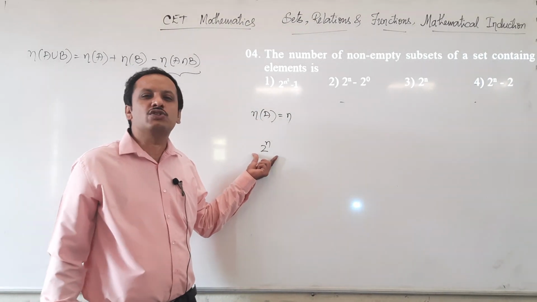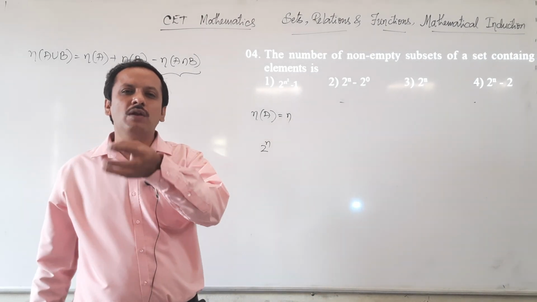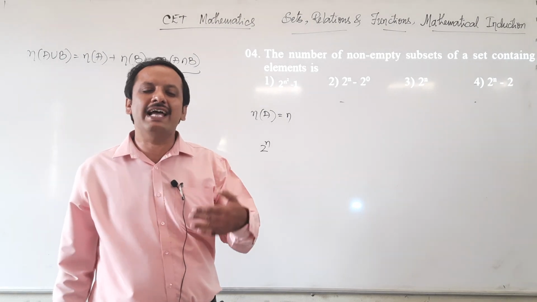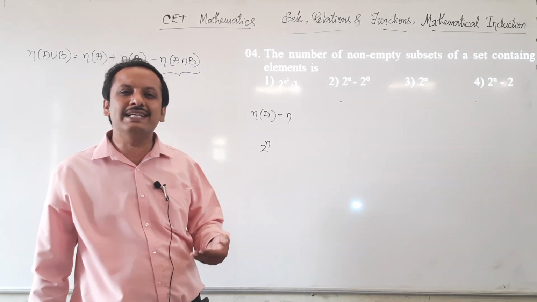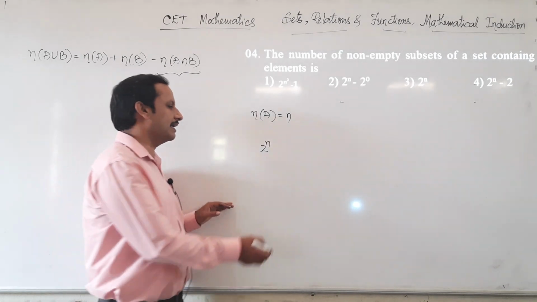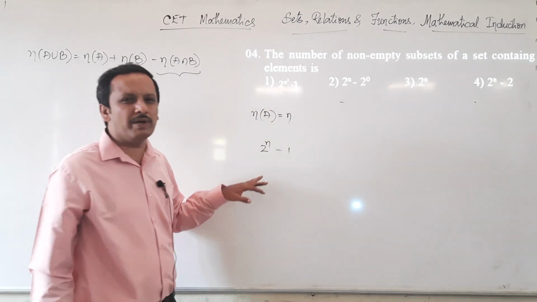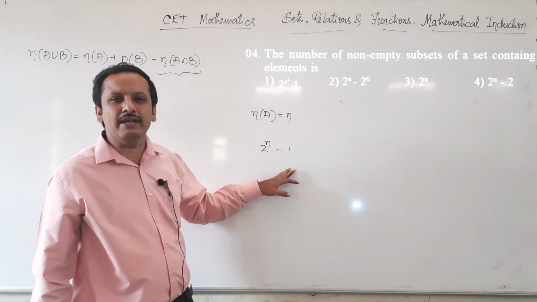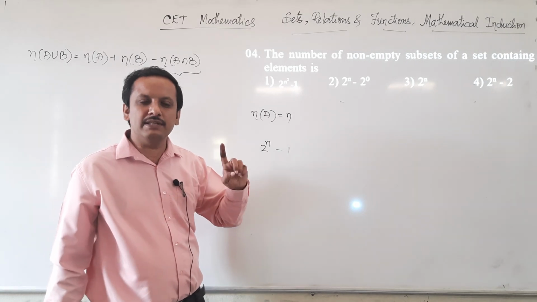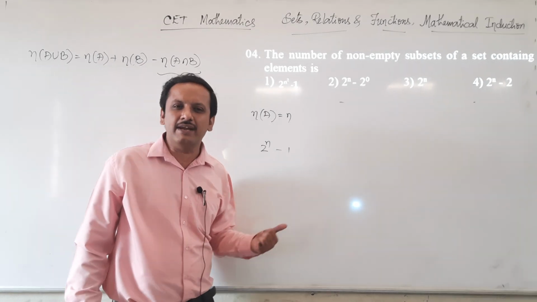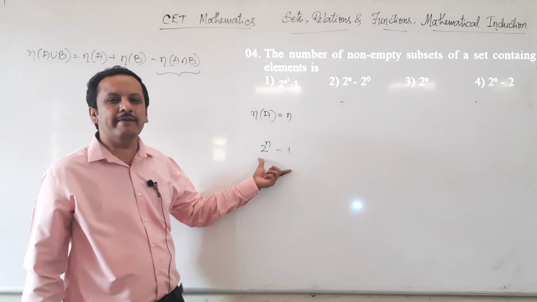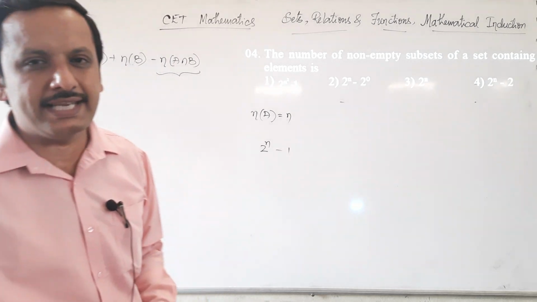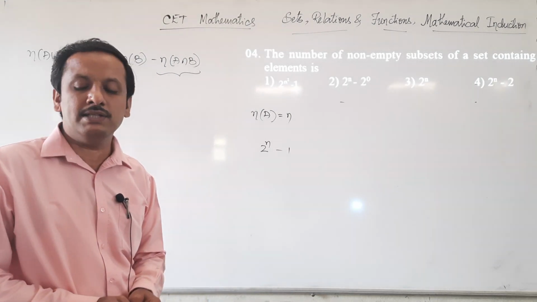Now we want the number of non-empty subsets. So here this 2 power n, I am considering all possible subsets of A. Among them there is an empty set also. Empty set is also a subset, so that I have to subtract. So the answer is 2 power n minus 1. 1 can also be written as 2 power 0. So second option is the right answer, 2 power n minus 2 power 0.